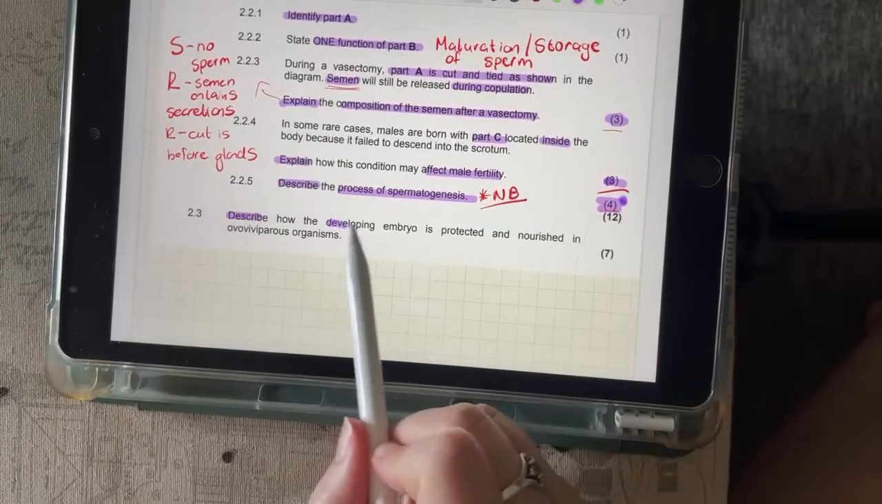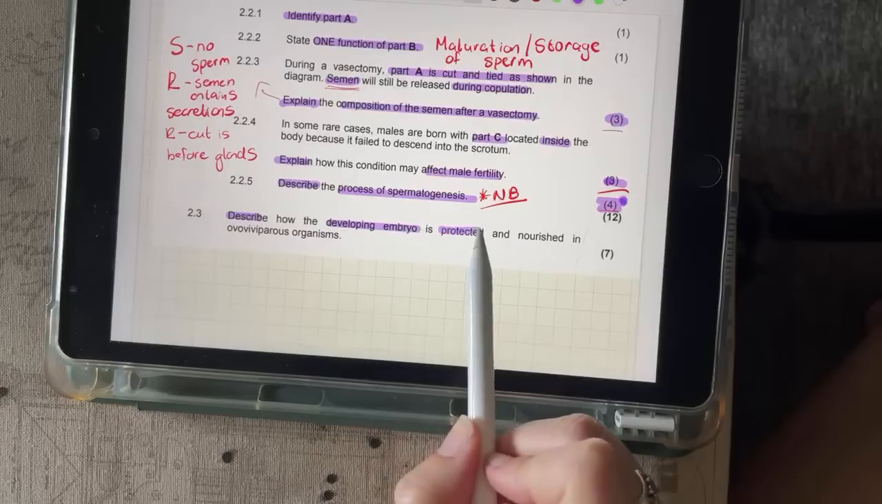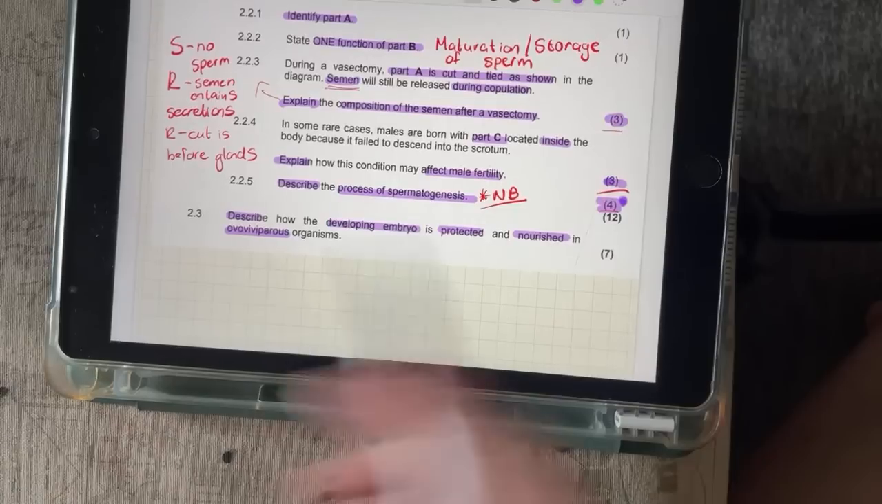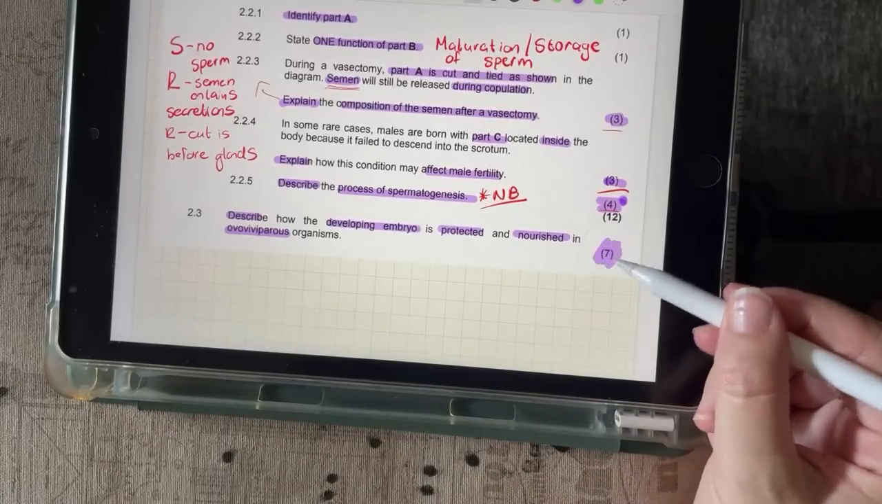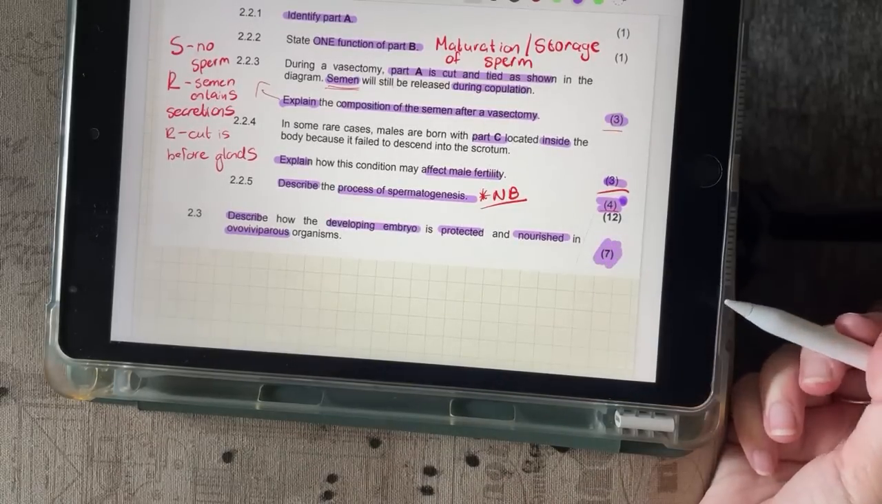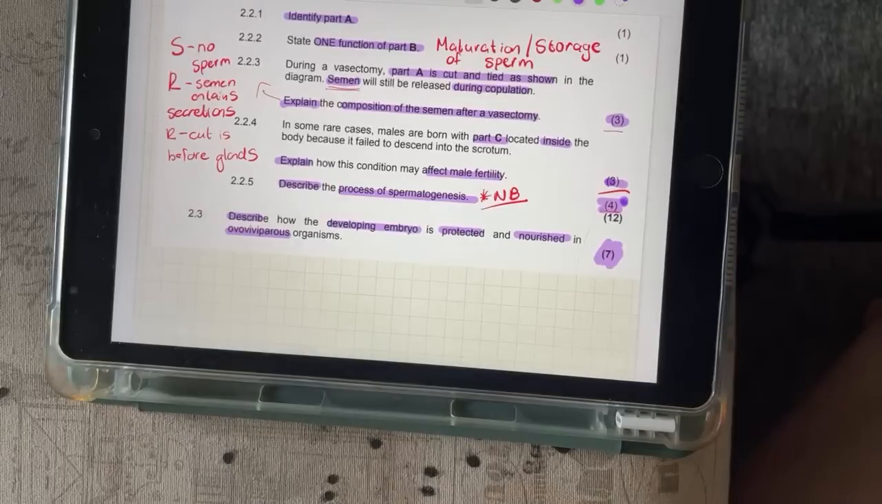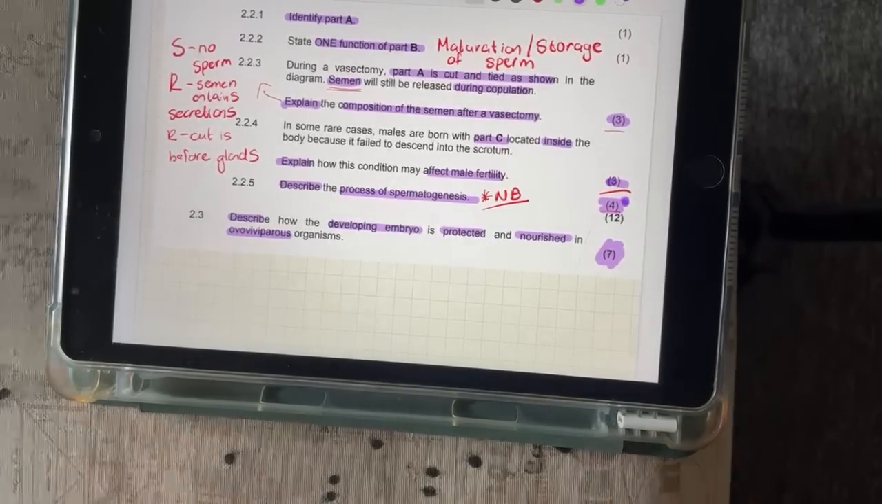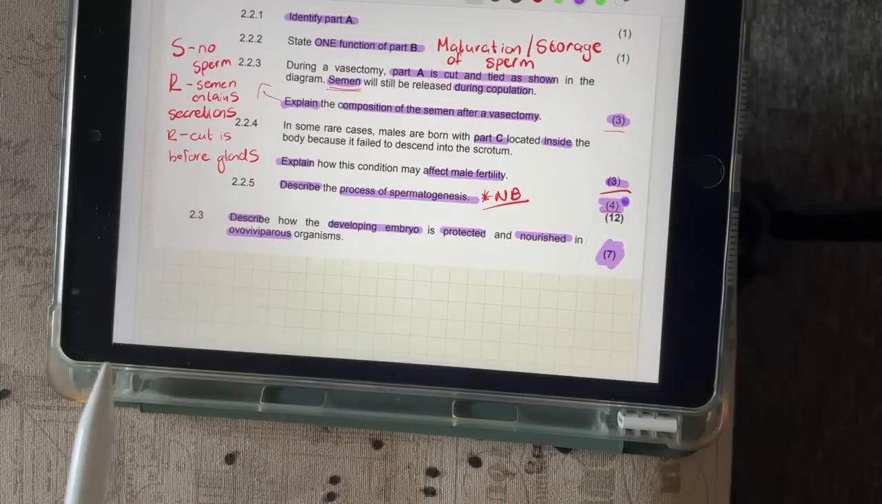All right, so 2.3, describe how the developing embryo is protected and nourished in ovoviviparous organisms for 7 marks. That's wild, hey guys. You got to say 7 different things. And you've got to talk about how they are provided protection and nutrients. And remember, ovoviviparous organisms, they are organisms that are inside of an egg, right?